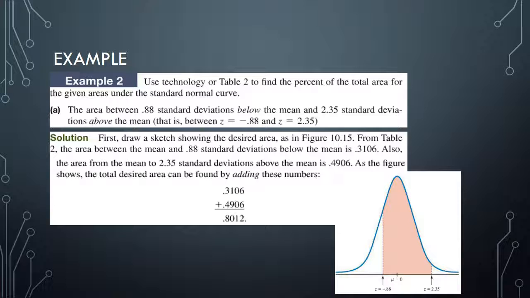Okay, you see here the sketch, and we're looking at a z of negative 0.88 and 2.35. They're illustrating those on the curve. Again, if you think of your mean as 0 and think of it like being on a number line, anything to the left is going to be negative, anything to the right is going to be positive. Now, if you use your calculator, then it's going to go straight for the correct answer, which is 0.8012. And another way of doing that is to find the area from 0 to 2.35 and negative 0.88 to 0 and add those together, which is what they're talking about there.